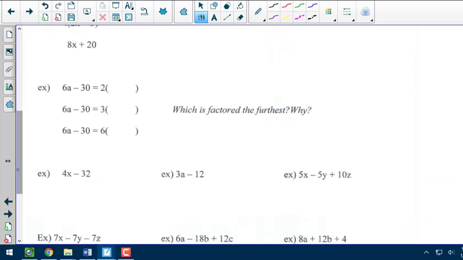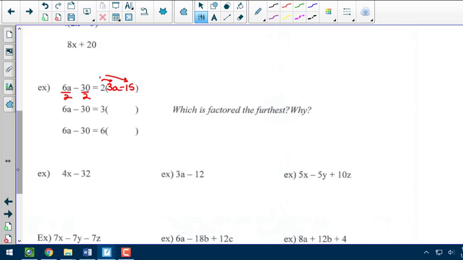So the next example, they're saying, oh, 6a and negative 30. Well, yeah, they have a 2 in common. If I take a 2 out of both parts, I'm going to get 3a. 6a divided by 2 is 3a. And negative 30 divided by 2 is negative 15. And I can check, yep, 2 times 3a, that's 6a, and 2 times negative 15, yep, I'm going to get back to negative 30.